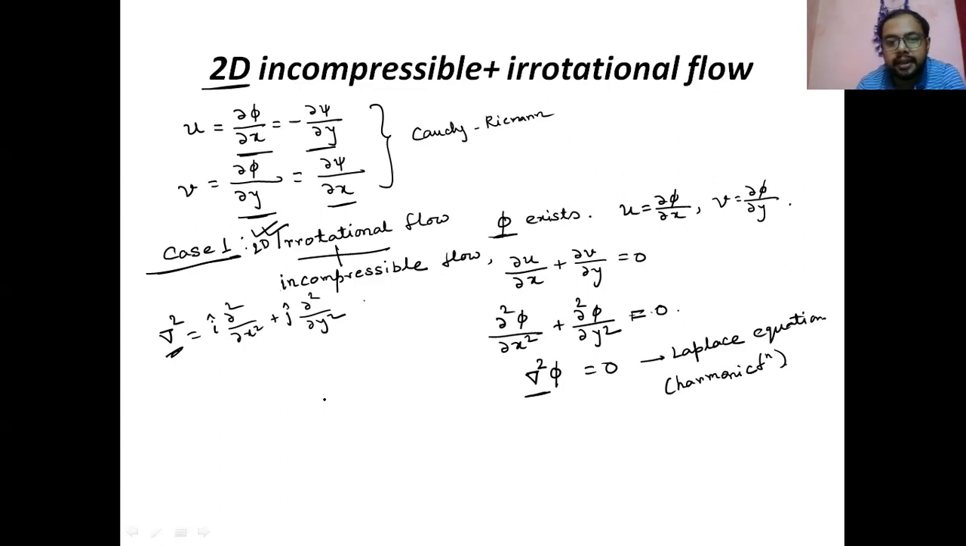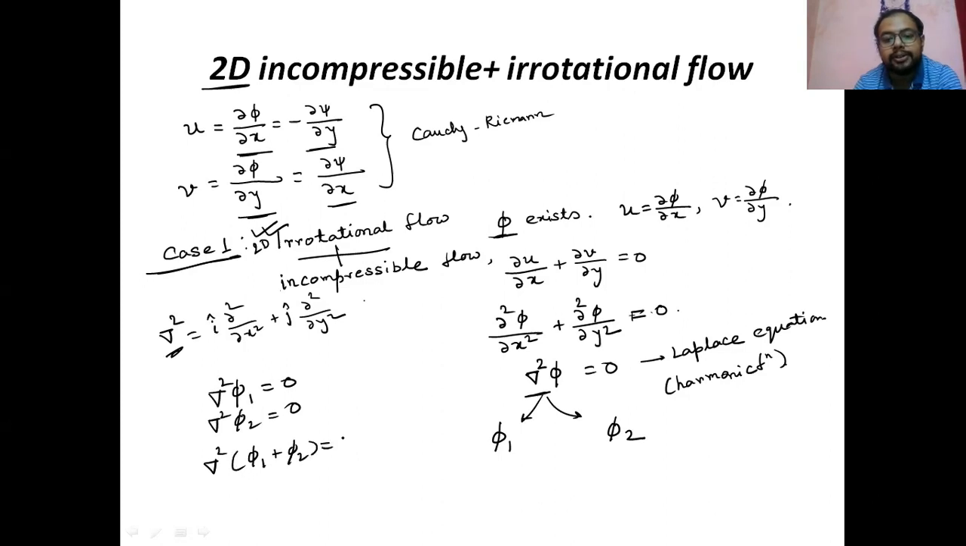What is the significance? If you solve the equation, you might get two solutions, phi 1 and phi 2. So del square phi 1 would be equal to 0, del square phi 2 would be equal to 0. In the same way, del square of phi 1 plus phi 2 will also be equal to 0. That is the beauty of the Laplace equation. It is valid for the harmonic function case. That is the case 1 we are talking about.